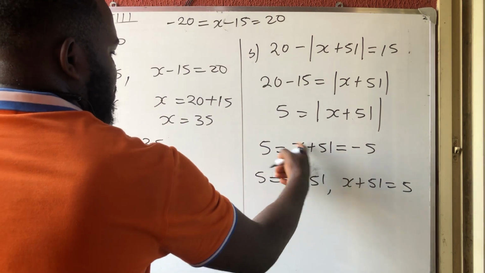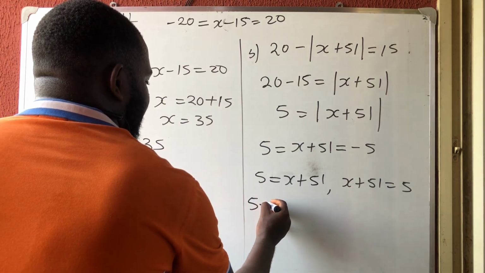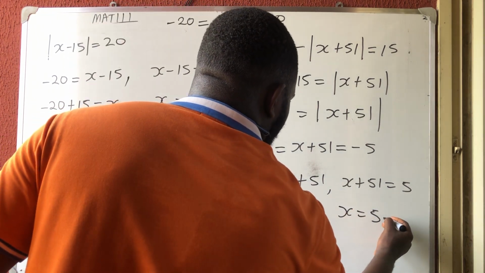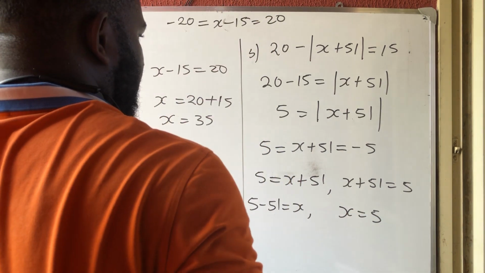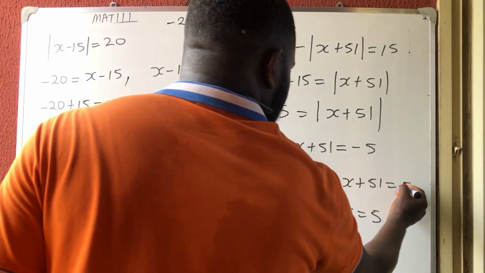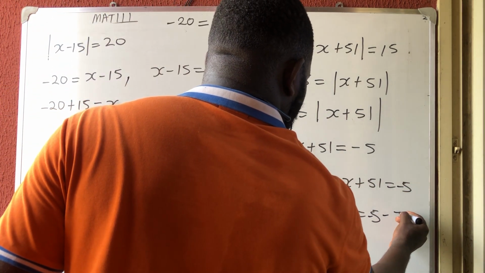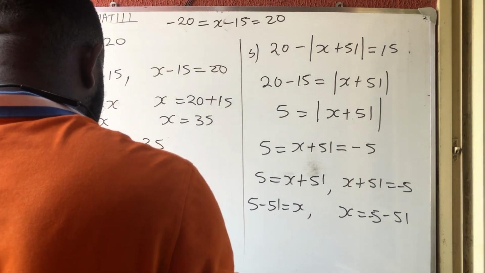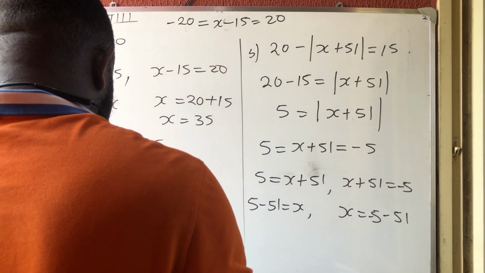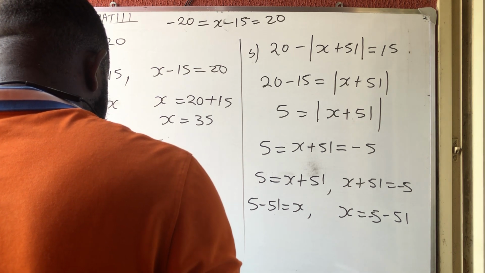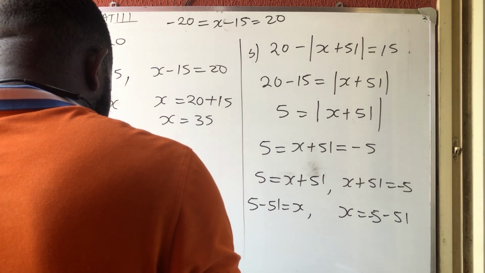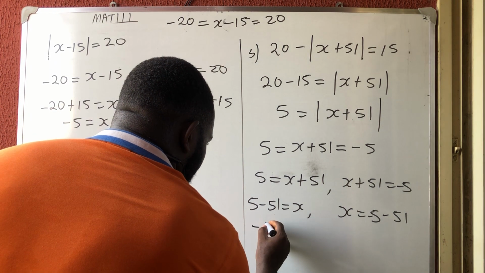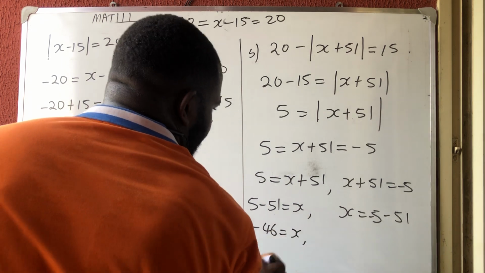So what do we do? Move this one to this side. 5 minus 51 is equal to x, comma, x is equal to what? Sorry, minus. The other side should be minus. Minus 5, so minus 5 minus 51. So this and this will give me 51 minus 5. So I'm having 46. So minus 46 is equal to x, comma.